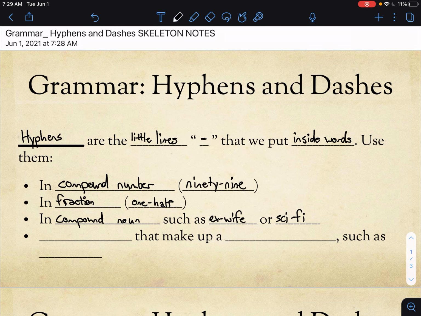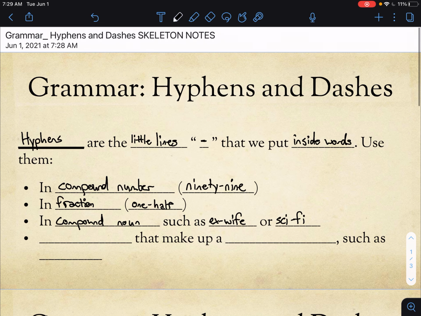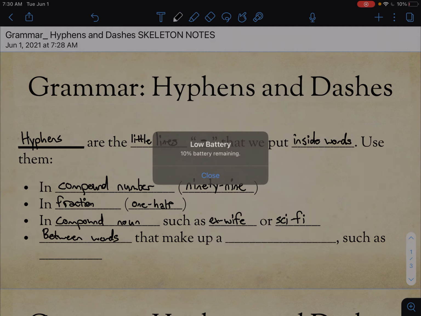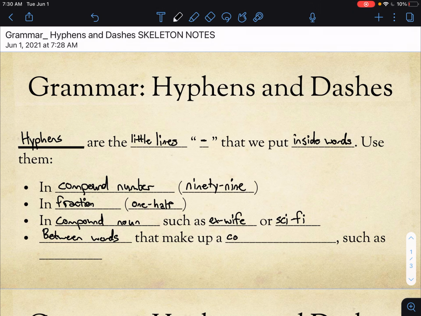Okay? And then last but not least, the other one is between words that make up what we know as a compound adjective. Words like this is like if we are saying, oh, this is the best known movie of this actor, that's a compound adjective.